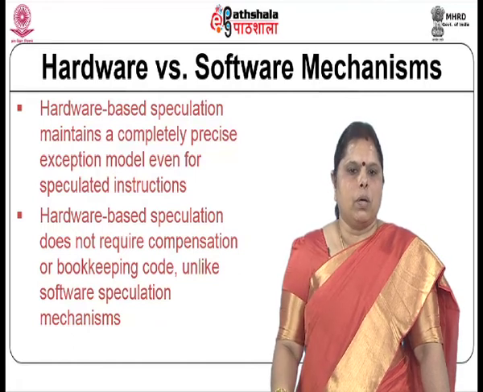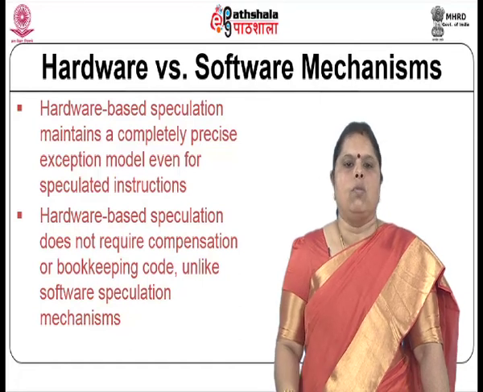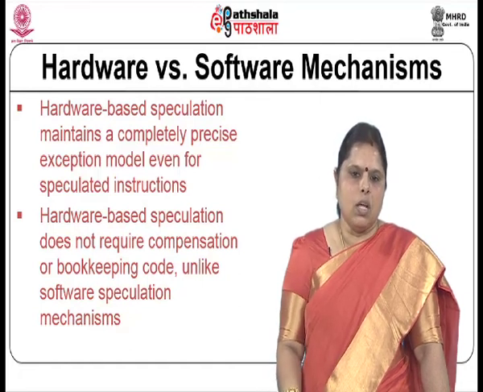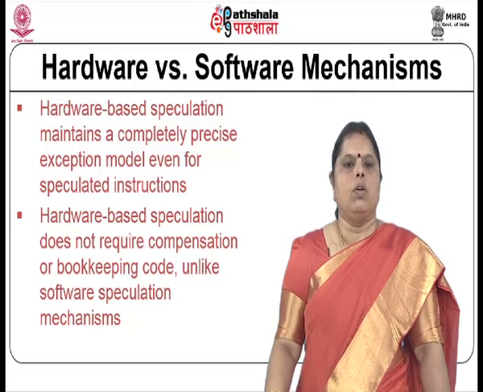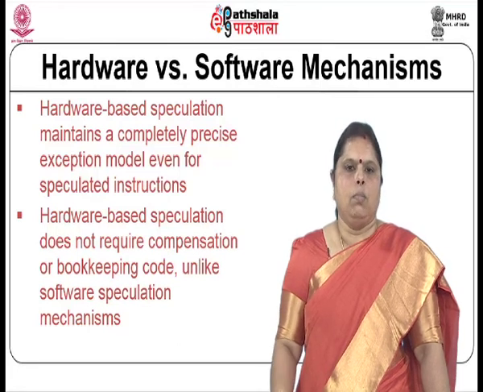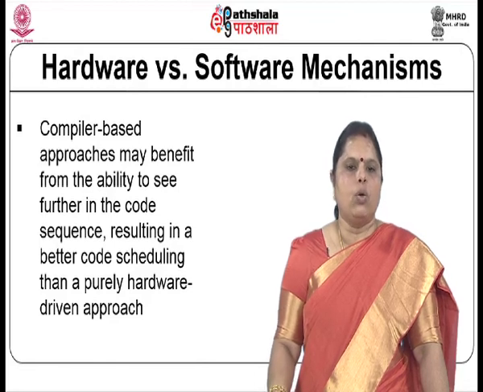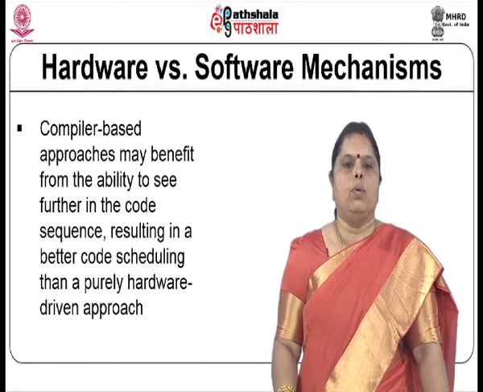Similarly, hardware based speculation does not require compensatory code or bookkeeping code, whereas in the case of a compiler based speculation, we need to have alternate sequences. So, if this sequence goes wrong, we will still have an alternate sequence which when executed will still give you correct results, but you may not have optimized timing result. So, compiler based approaches may benefit from the ability to see further in the code sequence, resulting in a better code scheduling than a purely hardware based approach.